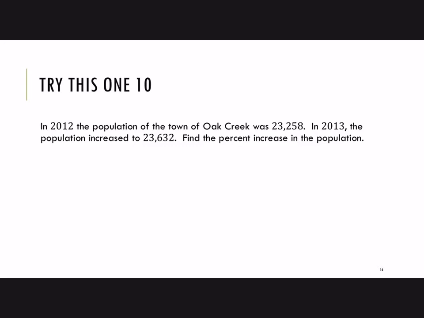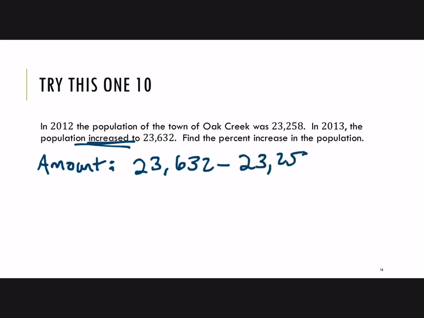Alright, how about a population increase? The population of the town of Oak Creek in 2012 was 23,258. In 2013, the population was 23,632, so it increased. Find the percent increase. So first of all, let's find the amount of the increase. Well, what we're really asking is for the difference between these two numbers, the two populations. So if you subtract, that should give you the amount of the increase.